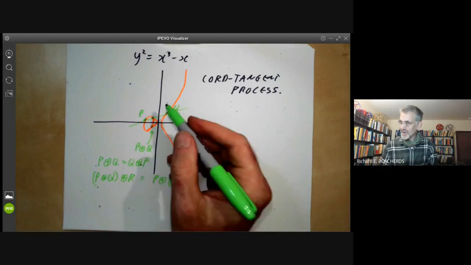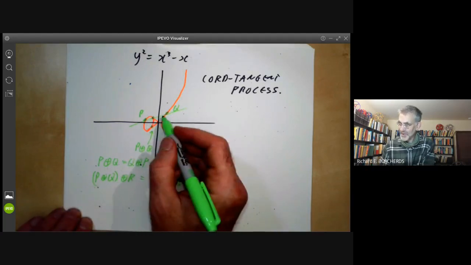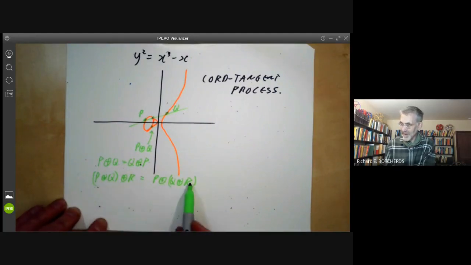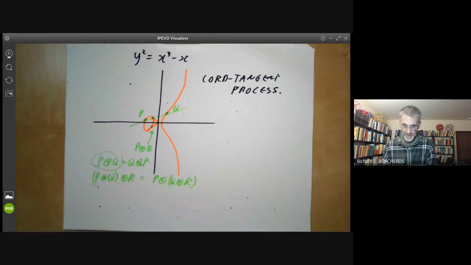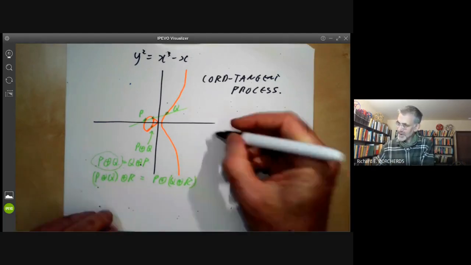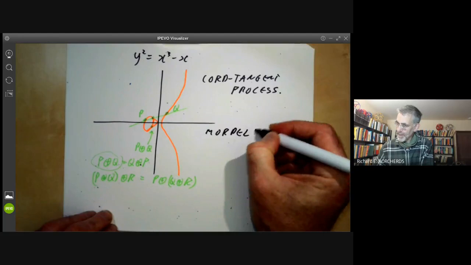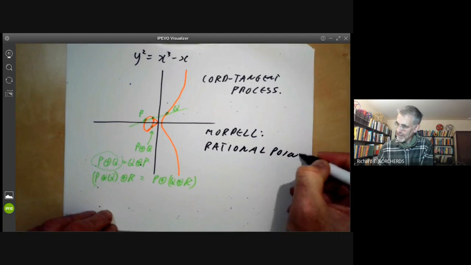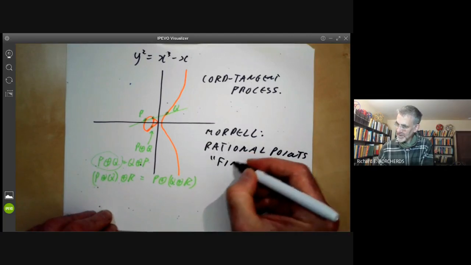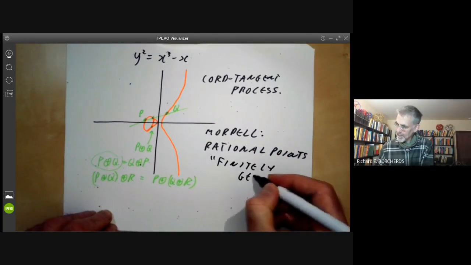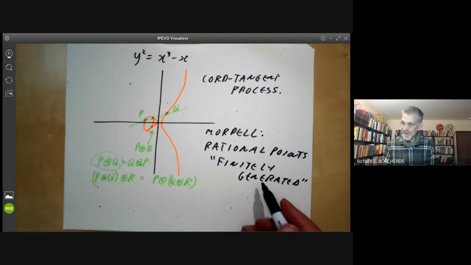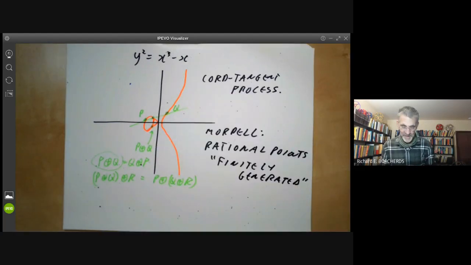And Poincaré asked this question: can you find a finite number of rational points on any cubic so that all rational points can be obtained from this finite number by using this operation? And Mordell showed the answer is yes. He showed the rational points are finitely generated. In other words, you can find a finite number of rational points such that all the other rational points are generated from these by the chord tangent process.